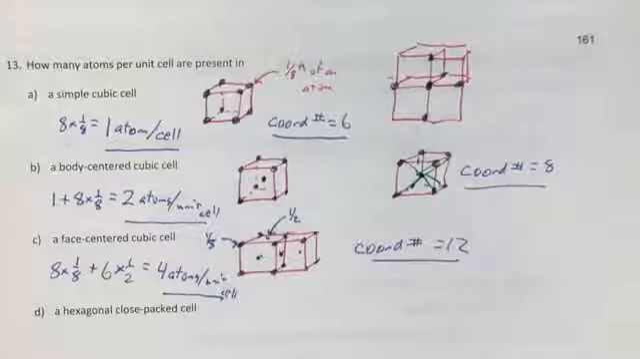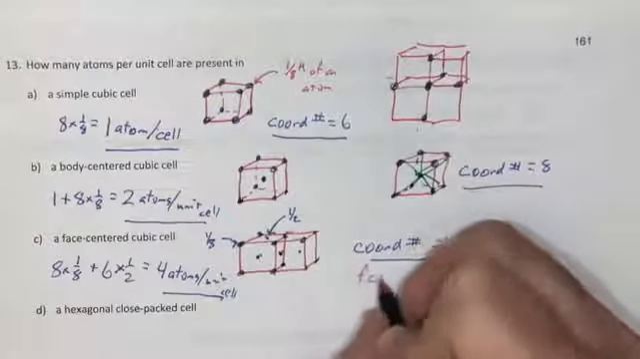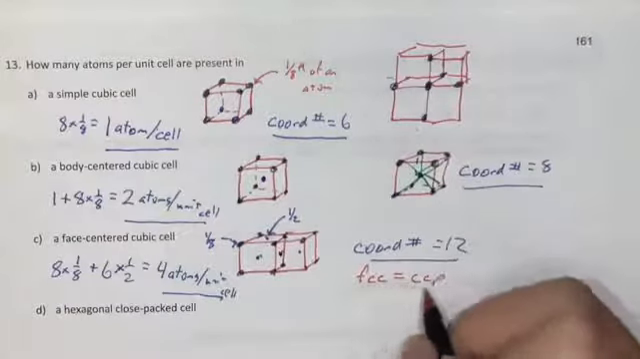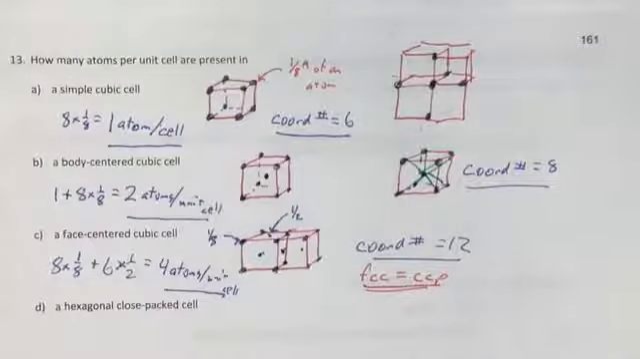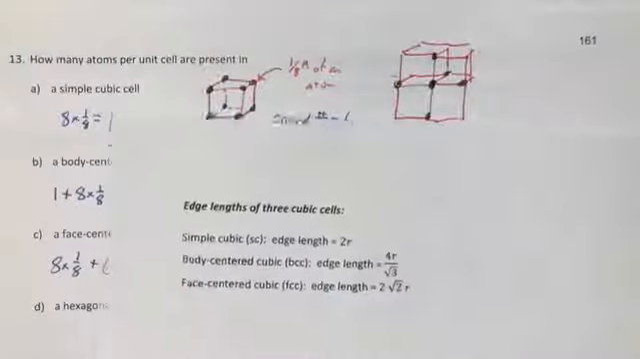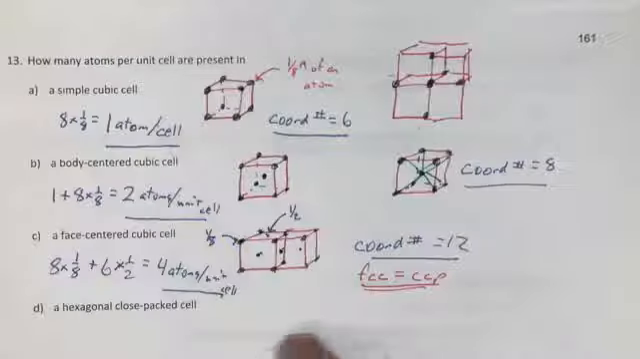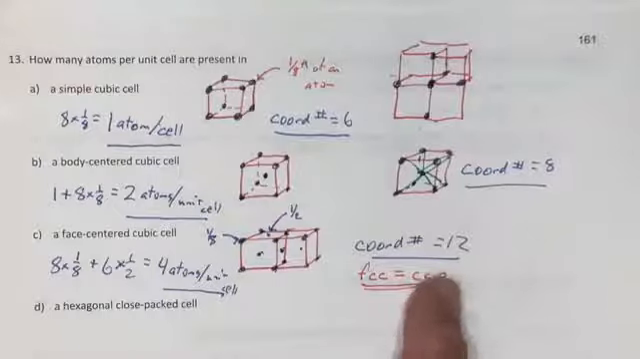Now, that's kind of hard to see here, so I'm going to show you a picture of this. But let me just say this. I do want you to know that the face-centered cubic is the same as cubic close packed. I will give you, on the front page of the exam, the edge length for a simple cubic, body-centered cubic, and face-centered cubic, FCC, and that a face-centered cubic is the same as a cubic closest packed.